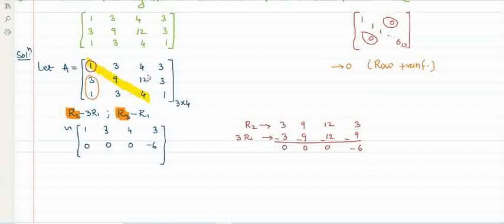Similarly, directly orally we can complete this subtraction. 1 minus 1, 3 minus 3, 0, 0, 0, minus 2. Okay. By applying these two elementary transformations, you are getting a new matrix with these elements.